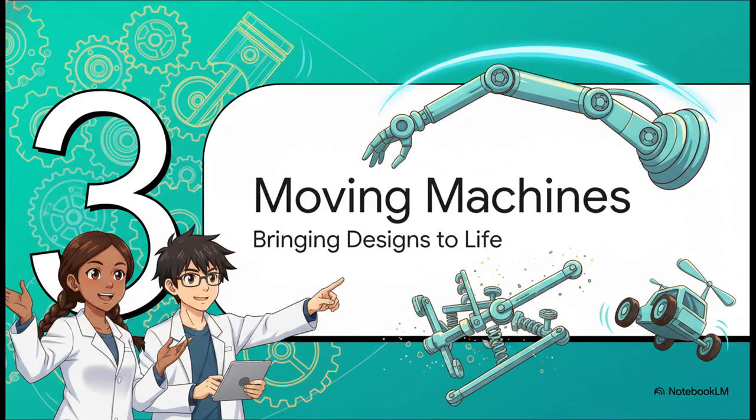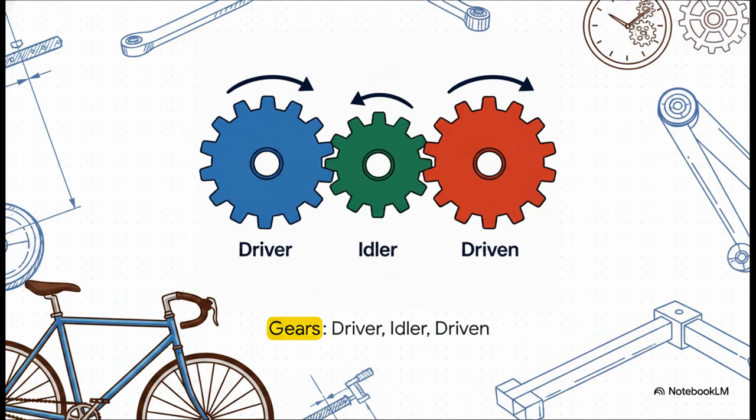Section 3. Making machines move. We've mastered stationary structures, so let's bring our designs to life with some dynamic movement, because machines actually need to move to be useful. Let's look at gears. Gears are really just wheels with teeth. The driver gear, that's where the movement starts, like your bike pedals. Then you have the driven gear, which receives that motion.